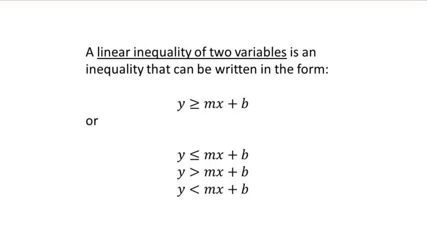A linear inequality of two variables is an inequality that can be written in the form y is greater than or equal to mx plus b, or with any of the other inequality symbols that we've seen. So less than or equal to, greater than, or less than. Essentially, it's like the equation y equals mx plus b, but with an inequality symbol in place of the equal sign. And that's what we're going to look at first.